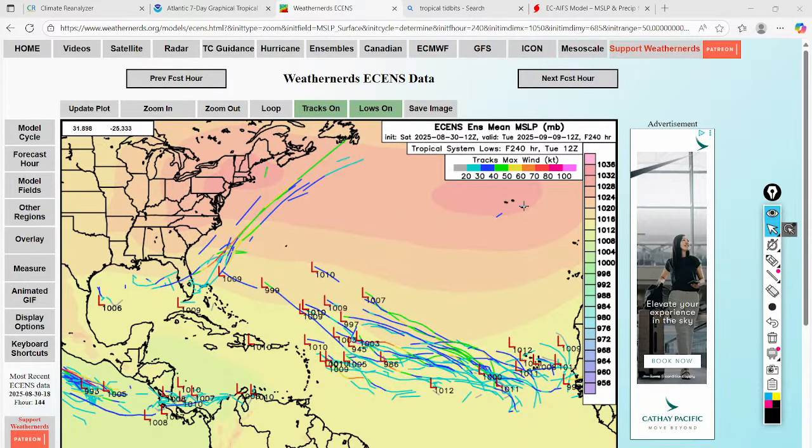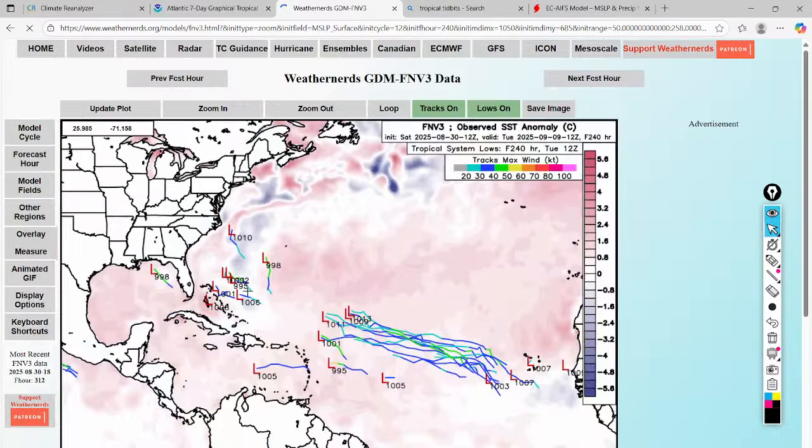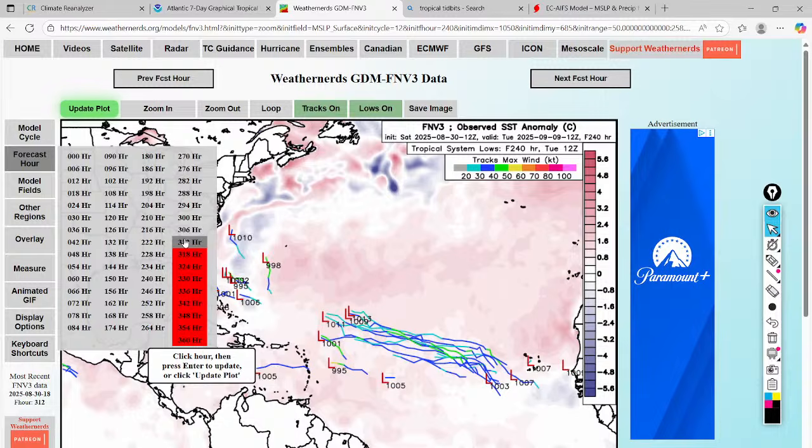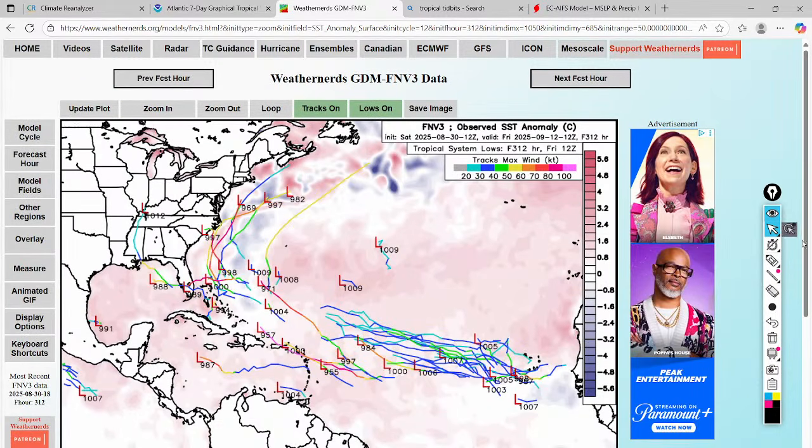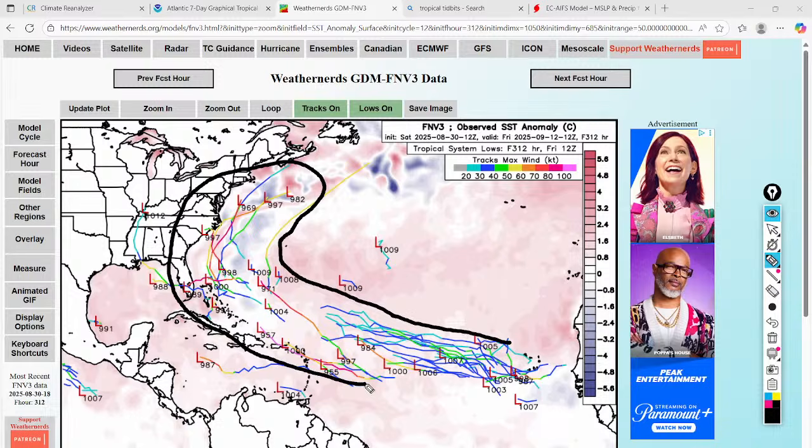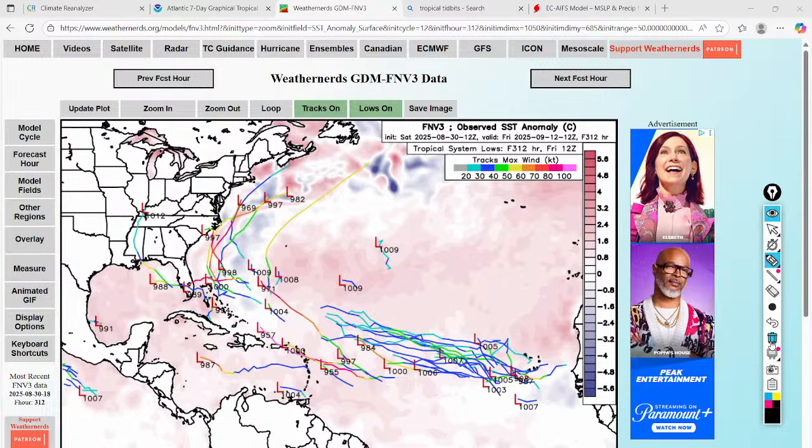When we take a look here at the GDM, this is part of the ensembles, and this goes out 312 hours. It is very interesting. We do see this system eventually redevelop and actually become a problem. This is very interesting on these ensembles, but further down, if the system can survive the unfavorable conditions, once again, this will get closer to the Bahamas, Florida, and the East Coast, and if the environment is conducive, we could see another hurricane. Okay, I'm not going to rule it out. We've already seen one hurricane. I wouldn't be surprised if we see our second hurricane. This will be Gabrielle, and we'll have to wait and see on that.